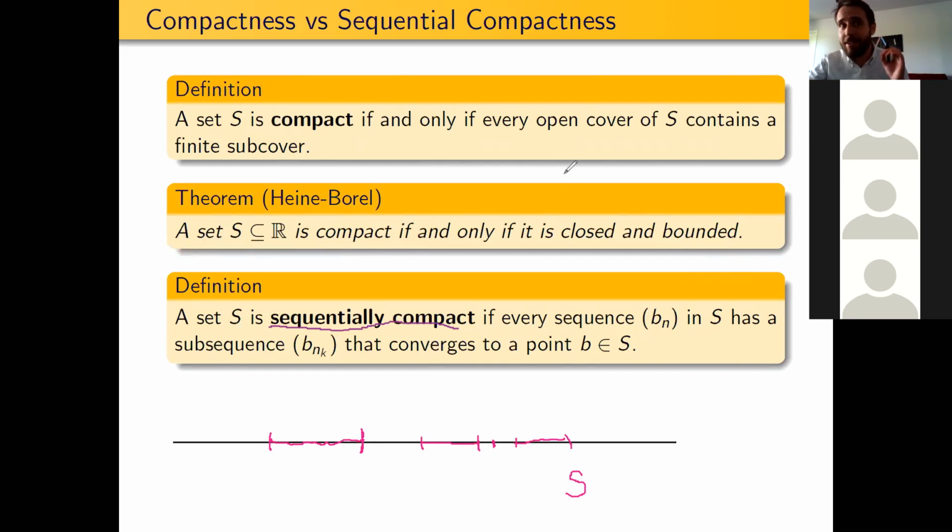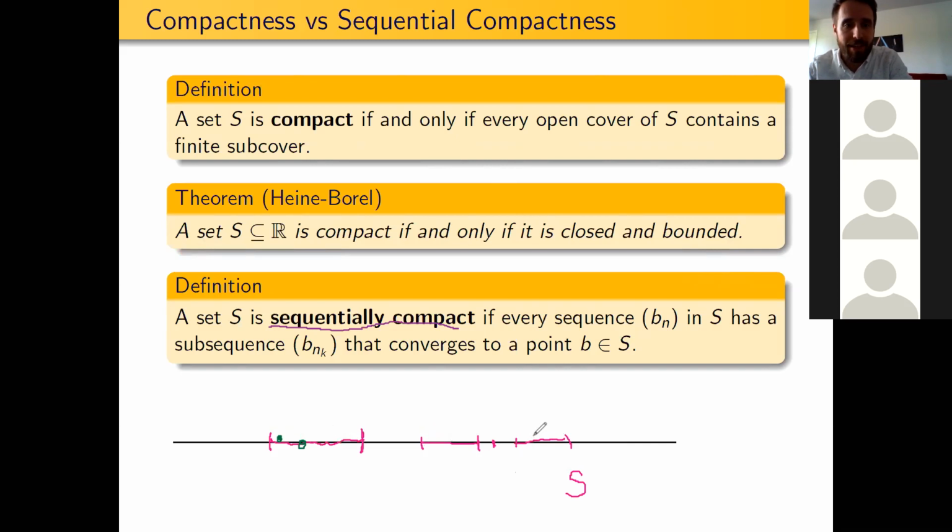A set is said to be sequentially compact if every time I take a sequence in it, right? So here I can construct my sequence in S. Maybe this is B sub 1, B sub 2, maybe B sub 3 jumps up here, B sub 4 jumps back, maybe this is B sub 5, and so on. I can create a sequence of infinitely many points in the set. But as I continue, the idea is that this is going to have a subsequence that converges to a point in the set. So in an extreme example, let me erase a lot of those.